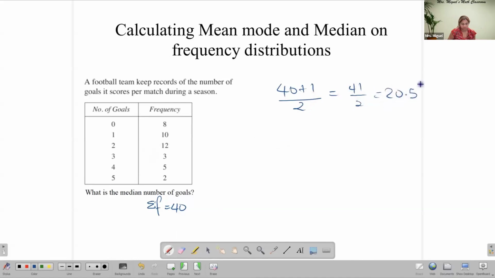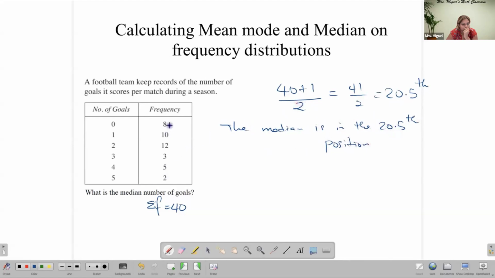And what this tells us is not the median, but it tells us where the median is. So the median is in the 20.5th position. If you would write out all the numbers, then the median is going to fall in that position. And that's important to remember.